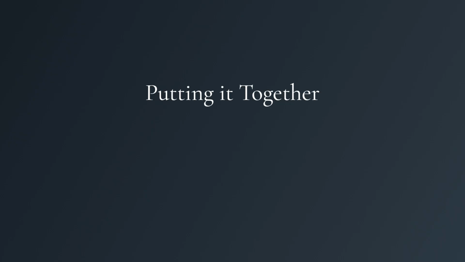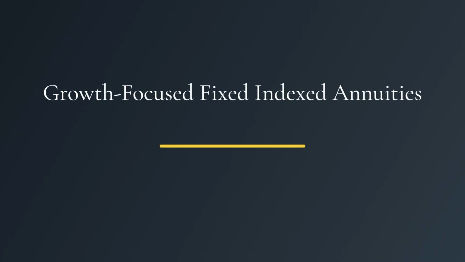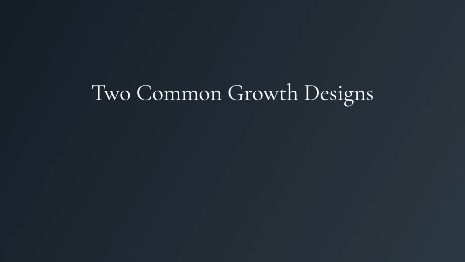Now that the framework is clear, we can look at how growth-focused annuities are designed. Let's start with growth-focused fixed indexed annuities. These are designed for money that is primarily meant to accumulate over time, not generate income right away. The goal here is long-term growth with protection from market loss. Within growth-focused annuities, there are two common structural approaches. Neither one is universally better. They're built for different preferences and priorities.